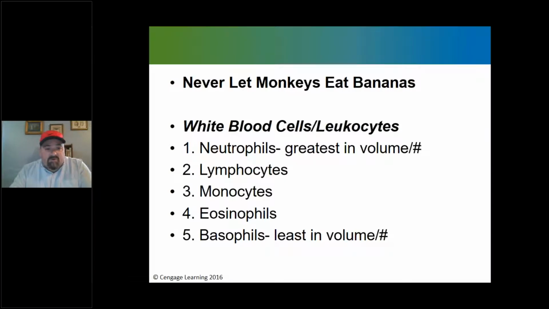I've given this to you here, this is something I didn't make up, but it's important for you to see that as far as the type of white blood cells are concerned, the highest number would be the neutrophils. The lowest number present within the blood would be the basophils, okay? And this is just a mnemonic that we use in the anatomy class: never let monkeys eat bananas. So we have the neutrophils, lymphocytes, monocytes, eosinophils, and basophils. So basophils, the least number flowing through the cardiovascular system. The neutrophils are the greater number.